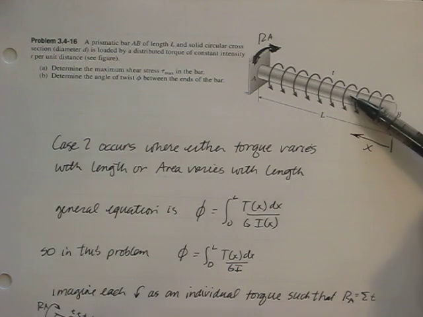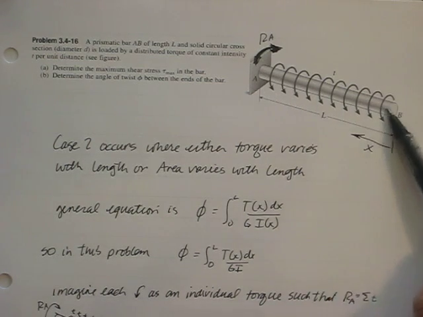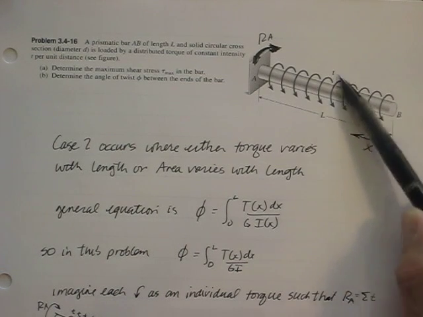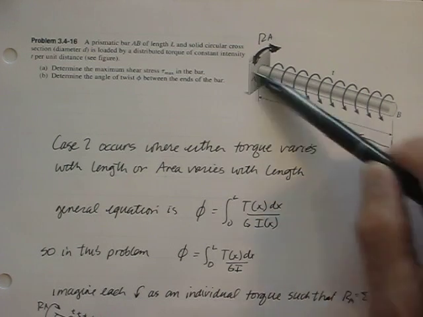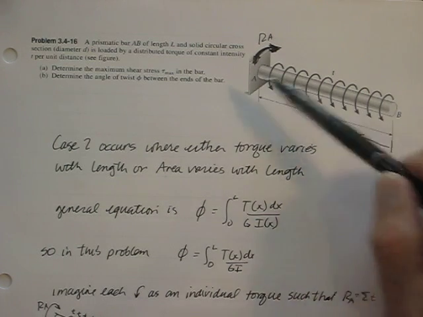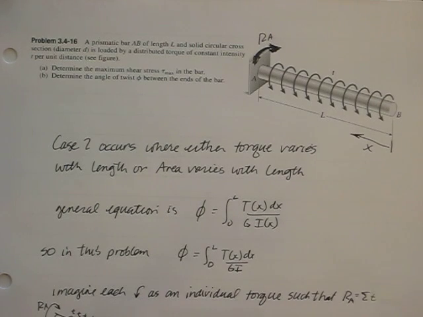Now in this particular problem, we're saying that the area of the bar stays the same, but the torque varies linearly. It's not a singularly applied torque where the torque is the same throughout. The total torque changes as we go through the bar. So in this problem, phi is equal to the integral from 0 to L of T of x dx, and then G is a constant, and the moment of inertia is a constant.